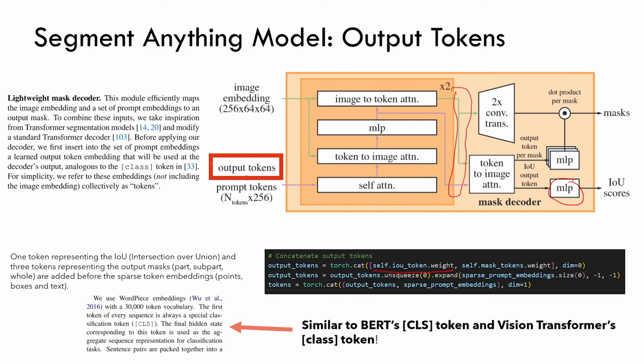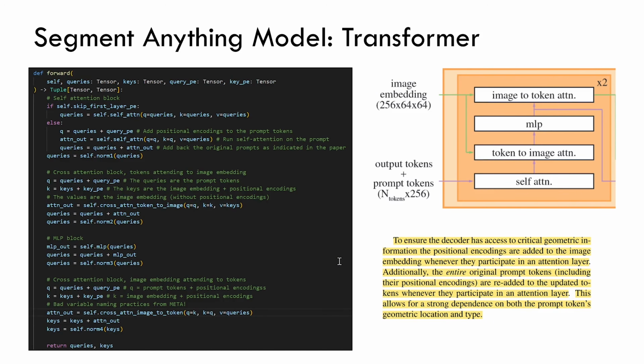So we feed the model with output tokens combined with the prompt tokens. And you can see here, they just concatenate the two. They take the IOU token and the mask tokens, they concatenate them together, and then they concatenate these output tokens with the prompt tokens. Now the second part. They run attention. First they run the self-attention with the tokens, which are the output tokens plus the prompt tokens, and this part is here. You can see that the query, the key, and the values are the same.